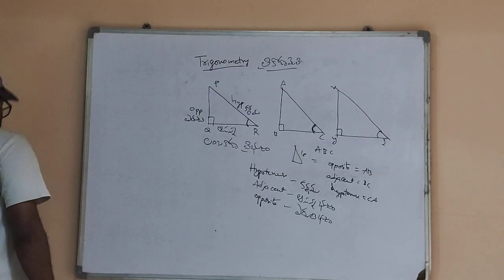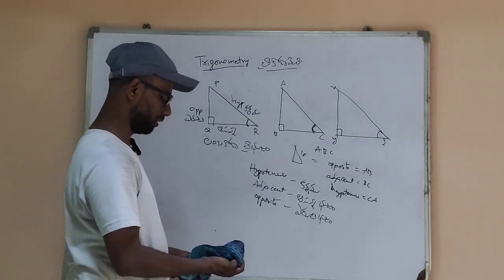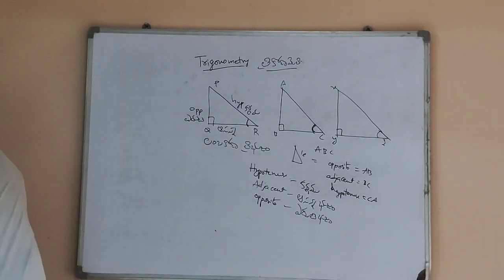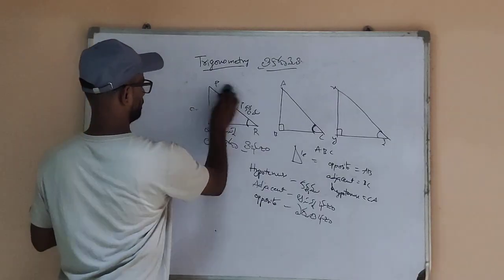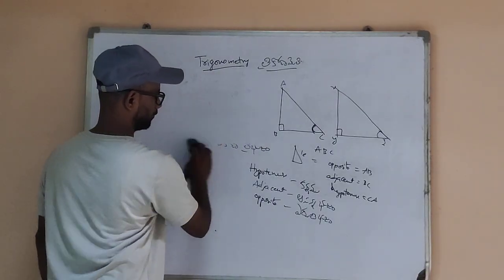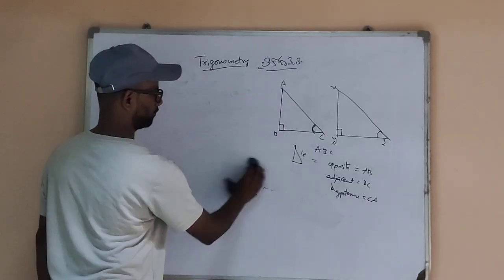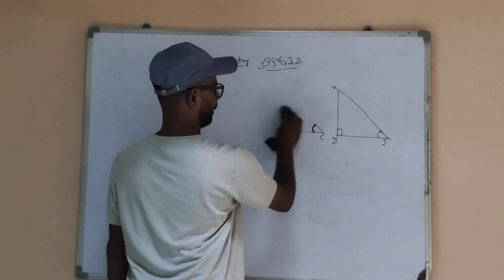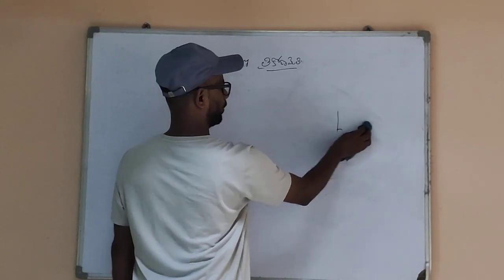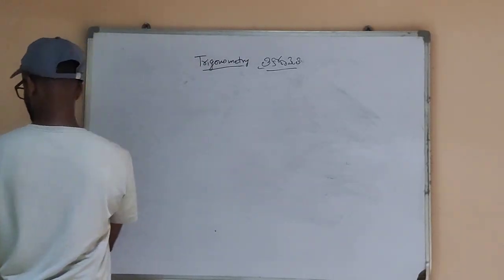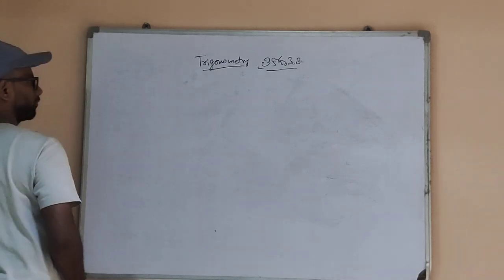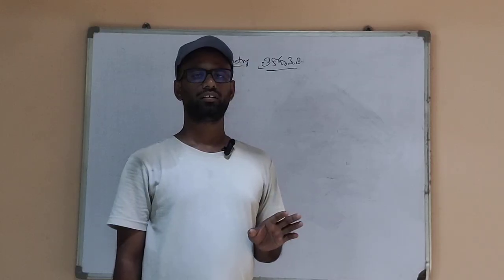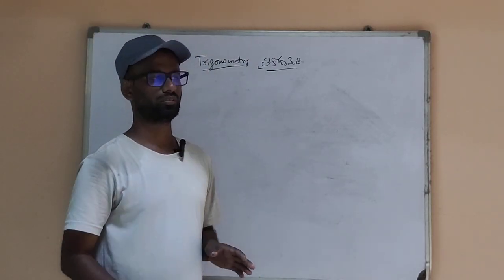After that, next what we have to do. Next thing is, we have to know somewhat the terms that are used in trigonometry. Those are called trigonometric ratios.